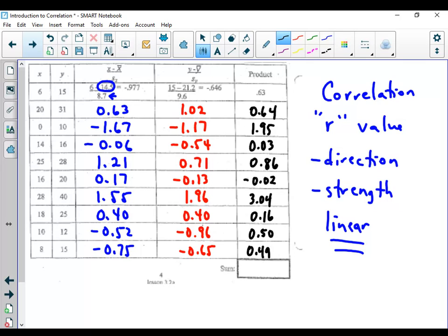Once you get your products, once you multiply all those, this one asks for the sum of those. So now we're going to add those up. Now don't forget they gave you this first one of 0.63, so make sure you include that when you start adding. But we're going to add up all those values now.